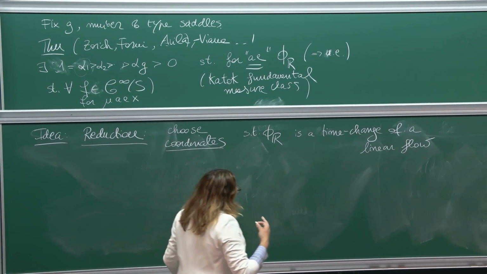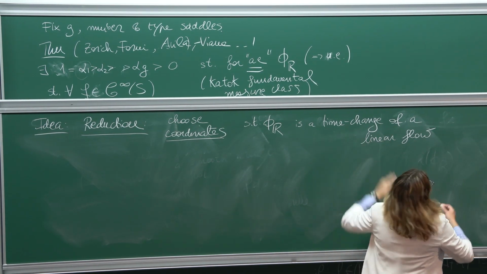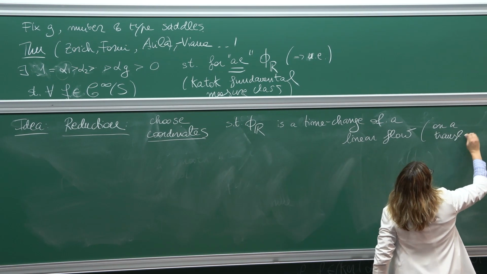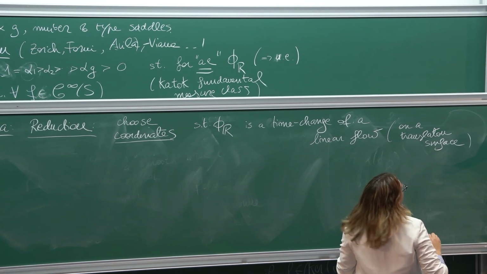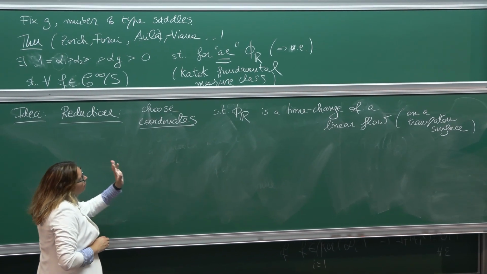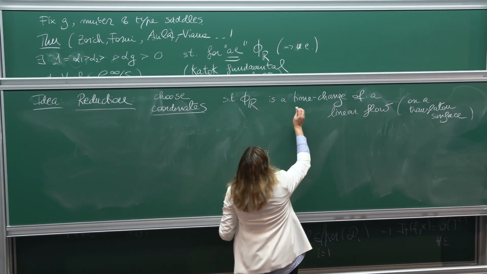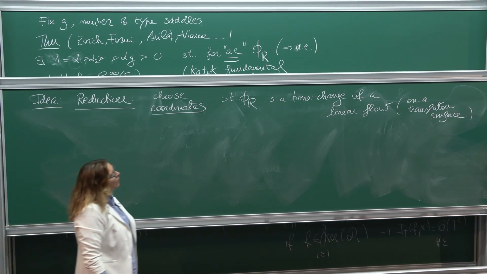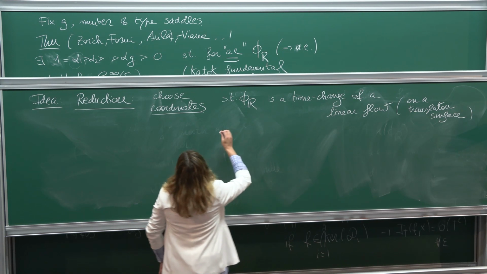So, choosing coordinates is okay. You can build an isomorphism in which this flow becomes a time change of a linear flow on a translation surface, indeed. And again, I'm assuming that the flow is minimal, so uniquely ergodic and minimal. If it's minimal, you can do that. And there is a problem, though. A time change, as we saw, means it has the same trajectories as a linear flow, but the time parametrization is different.